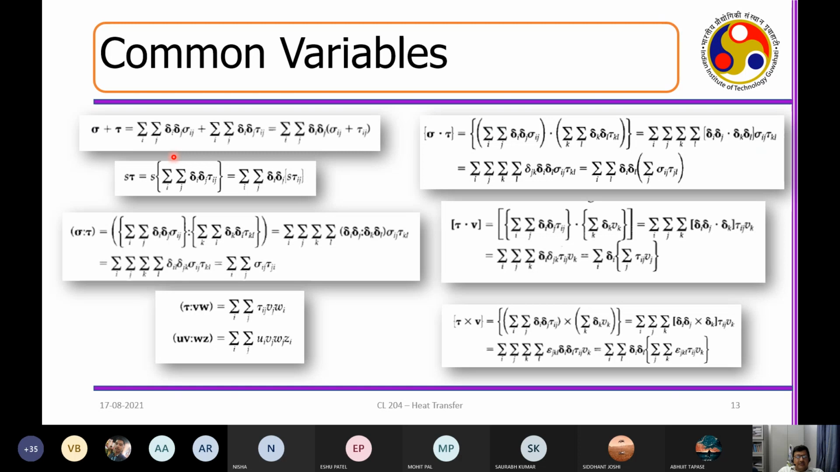Now, these slides are given just to give you an exercise. Suppose sigma is a second order tensor and tau is a second order tensor, right? If I add these two, what am I going to get? I have a second order tensor sigma, which is sigma ij, ei ej. And then I have a second order tensor tau, say tau mn, em en, right? If I add them, what am I going to get? A second order tensor, right?